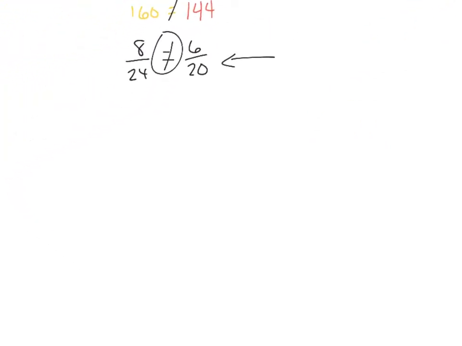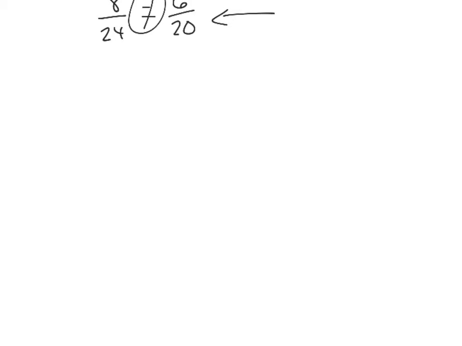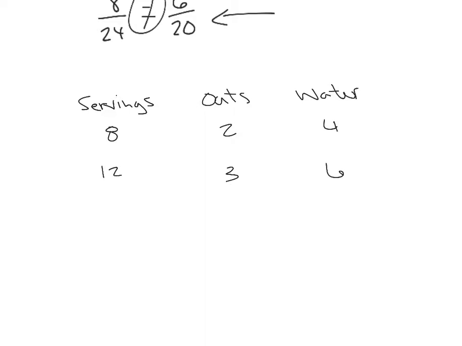Alright, next part of this lesson. Use the data in the table to determine whether the ratios of the oats to water are proportional for both servings of oatmeal. So we have oatmeal servings, and then we have oats, and we have water. And then we have 8 servings, and 12 servings. 8 servings of oatmeal takes 2 cups of oats and 4 cups of water. 12 servings of oatmeal takes 3 cups of oats and 6 cups of water.